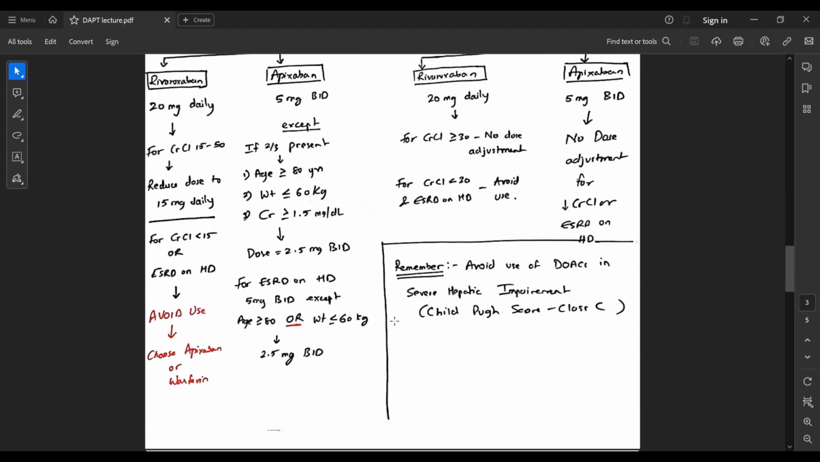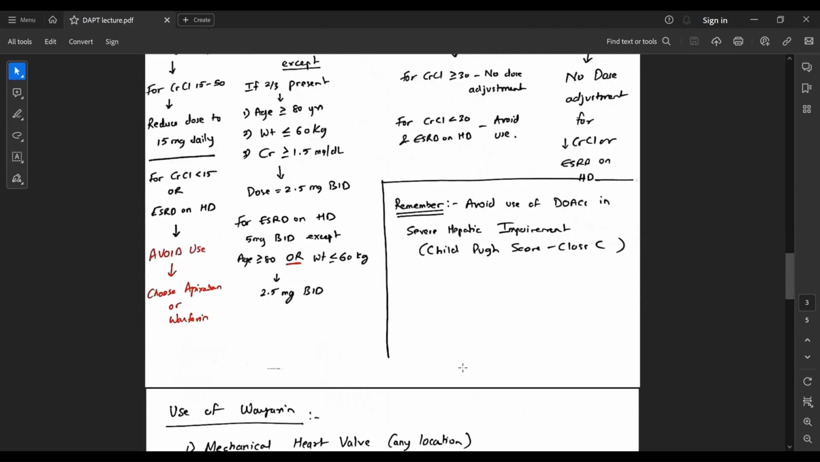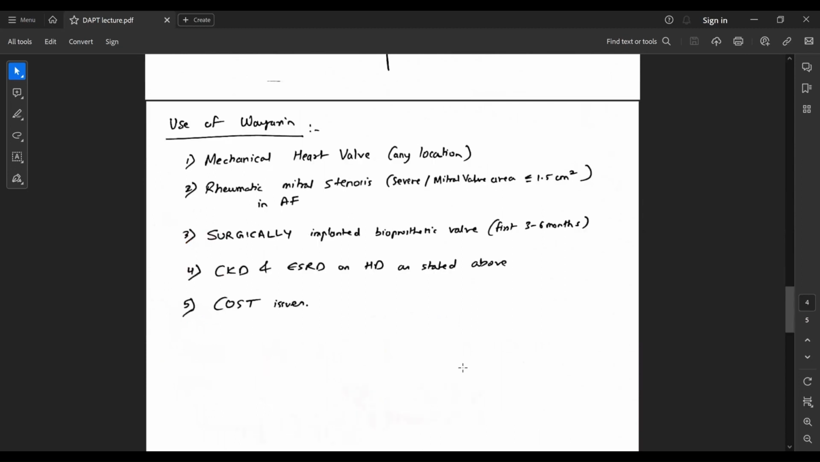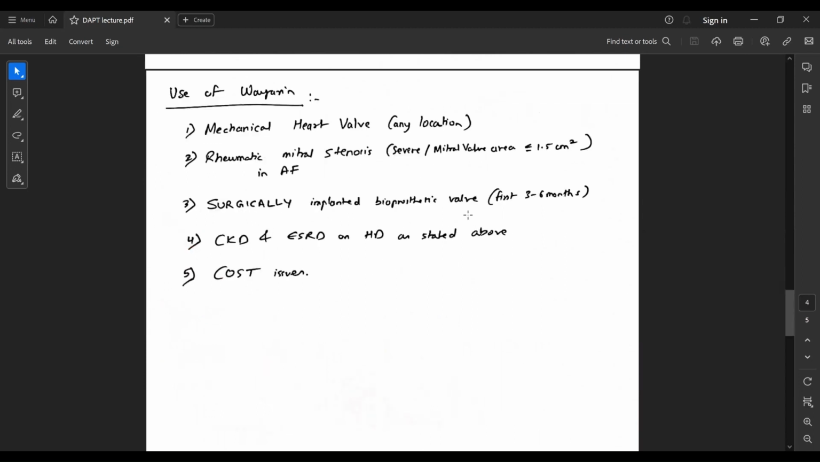Again, one important point that you have to remember is that you will not use DOACs in case of severe hepatic impairment, that is a Child-Pugh score of class C. So in that case, you will not use DOACs. When it comes to the use of warfarin, I'm going to do a separate lecture because it's a huge topic, but just a small overview.